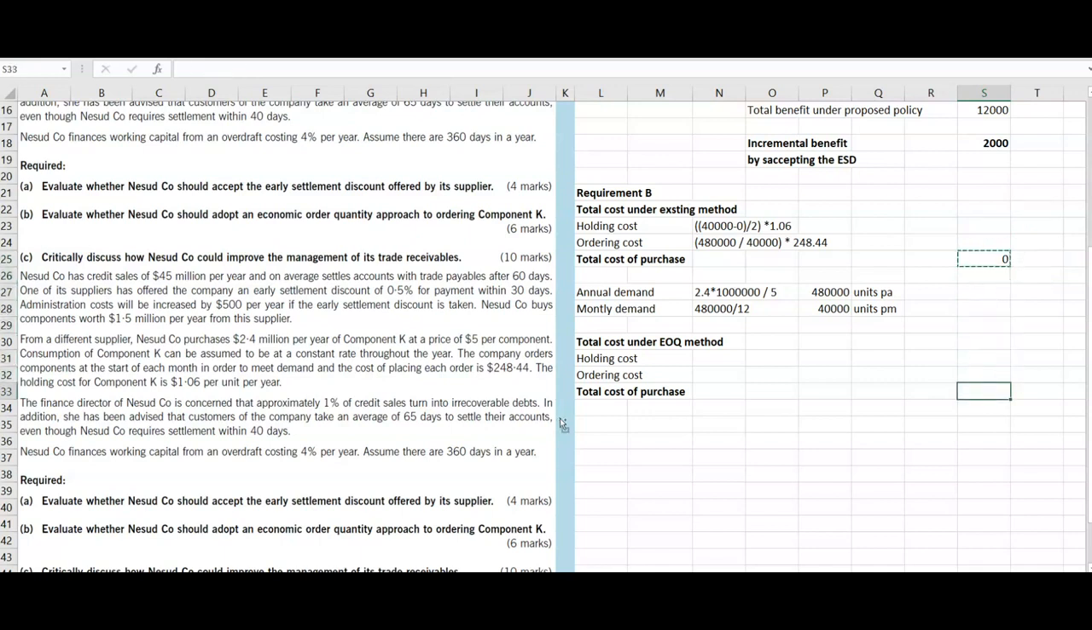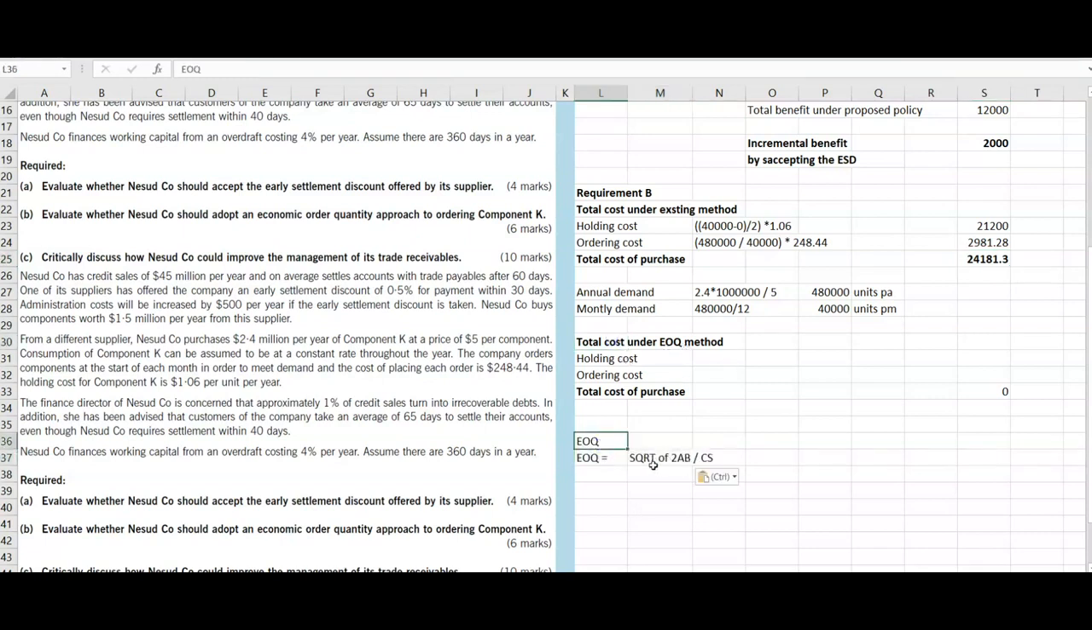So we'll do the same logic. First we'll get this answer and then we'll go for the EOQ method. So we'll get the answer for these. So we got the total purchase cost for this. Now we'll move on to the total cost under the EOQ method.